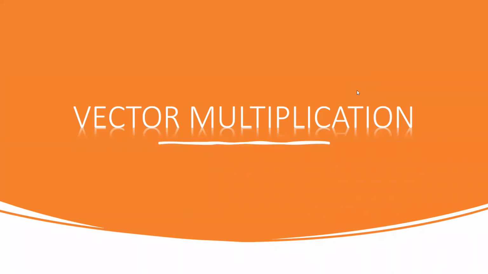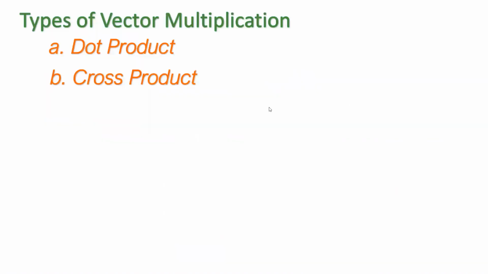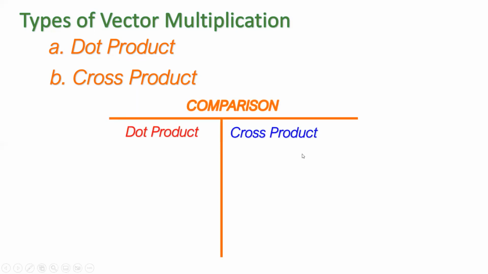Now we're going to talk about vector multiplication. We have two types of vector multiplication. One is dot product and the other one is cross product. We will make some comparison between the two in terms of expression.